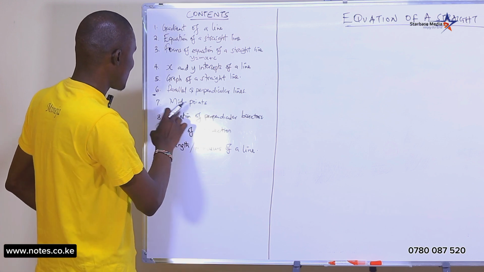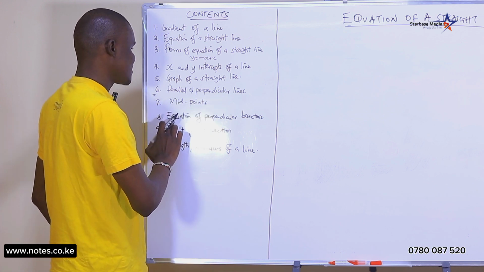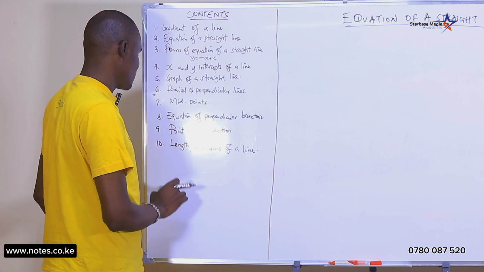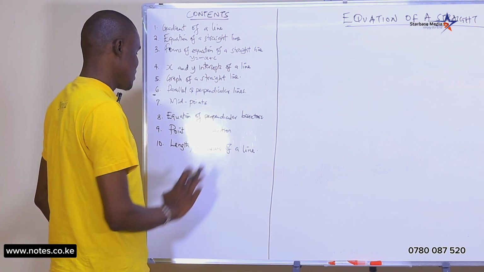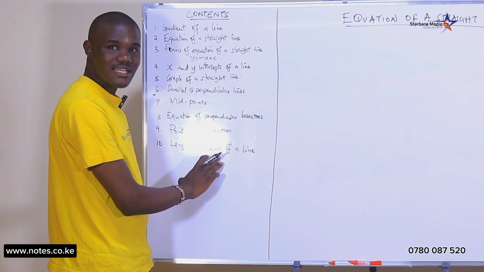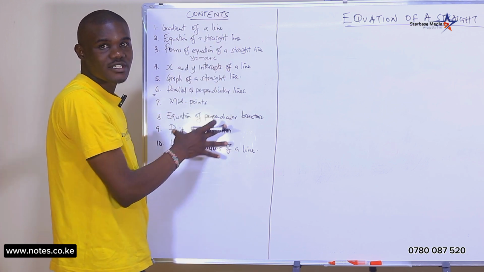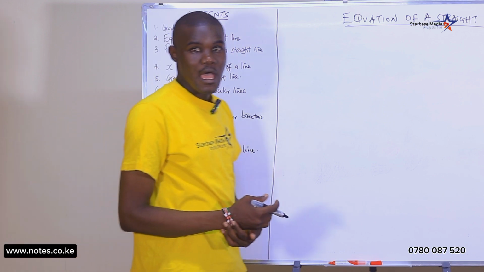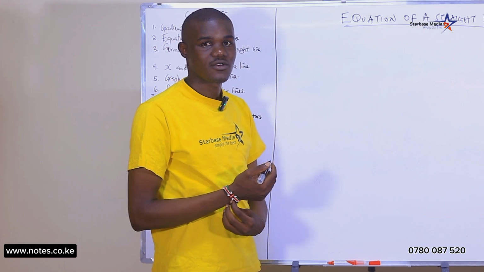You're also going to be required to get midpoints of lines, to get the equation of perpendicular bisectors, to get intersection points of lines, and you will be asked about the lengths or modulus of a line. These are the 10 concepts or contents that are majorly tested at KCSE level. So pay attention so that you are then able to tackle each and every concept.